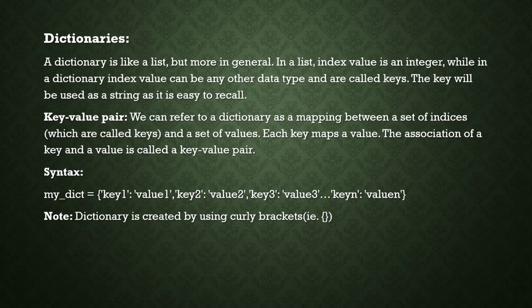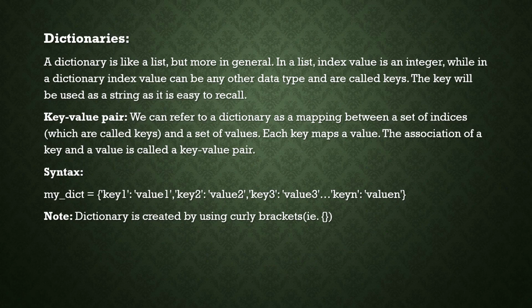Next, dictionary. We can represent dictionaries by using curly parentheses. Curly parentheses include two things: first one is the key and second one is the value. Keys are used to specify the index value, just like in a list, and the key will be used as a string, as it is very easy to recall, and the value may be any value.